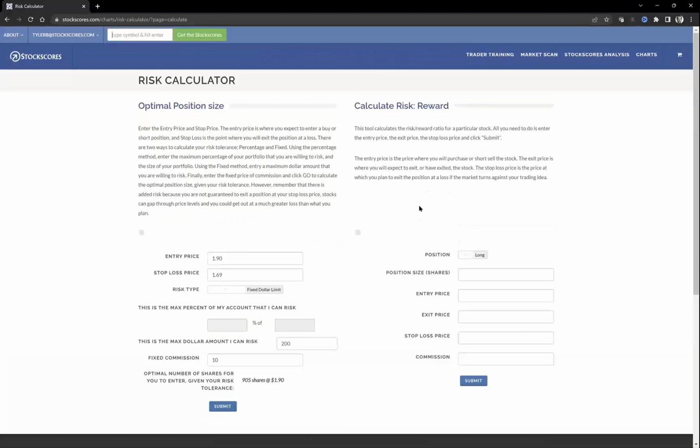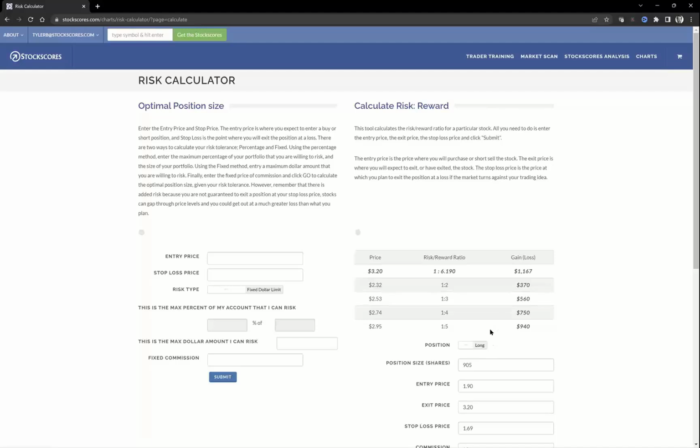And then on the right side of this tool is calculating the risk reward. So if I bought 905 shares and I entered at $1.90 and I exited ultimately at $3.20, let's say, 6 months down the road, that's when you exit. Your original stop was at $1.69. Your commissions were $10. Click on submit. It calculates my reward for risk ratio of 1 to 6.19.